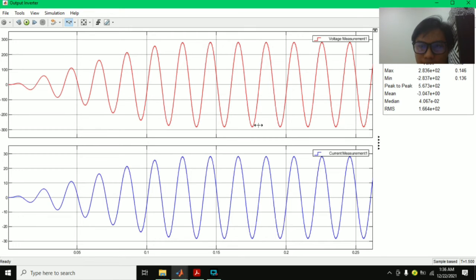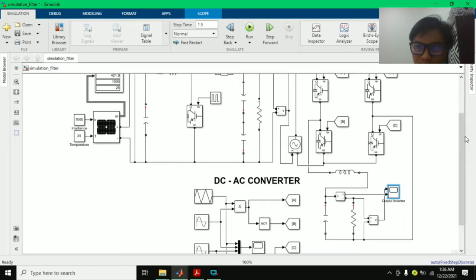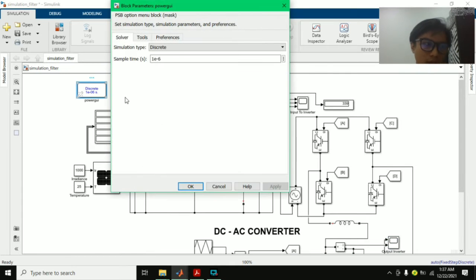A sine wave like this. Okay, for the max and min here, we can see the max for the voltage is 283.6, and the min is negative 283.7, and the RMS value is 166.4 volts. For the current, 28.36 for the max, and min is negative 28.37, and RMS is 16.64. So next, what you want to see is the THD value, total harmonic distortion.